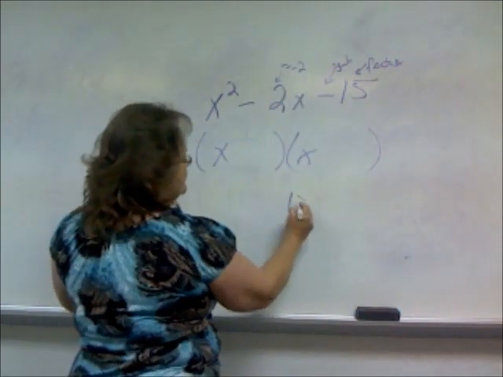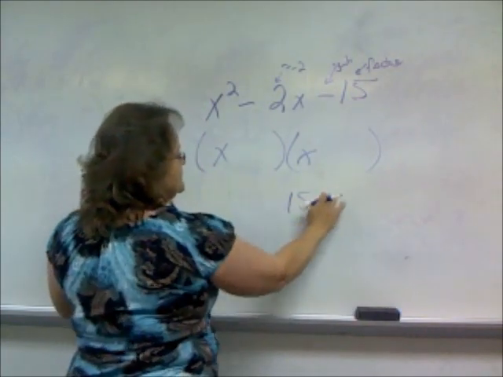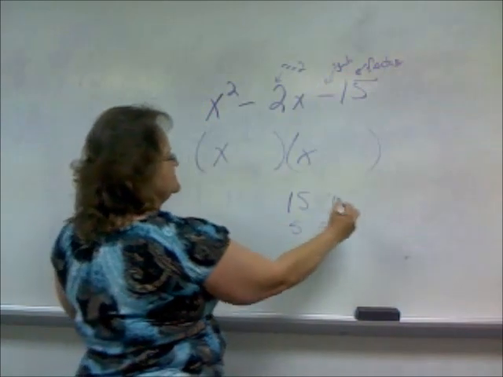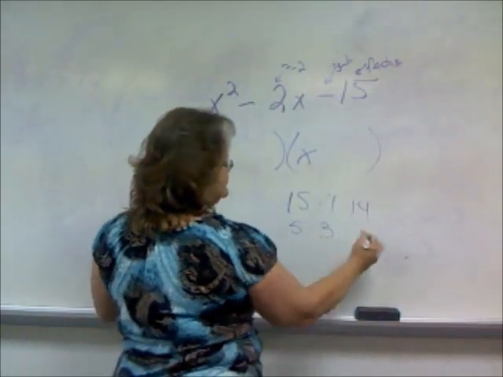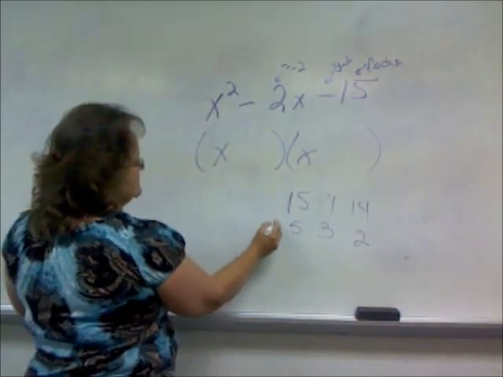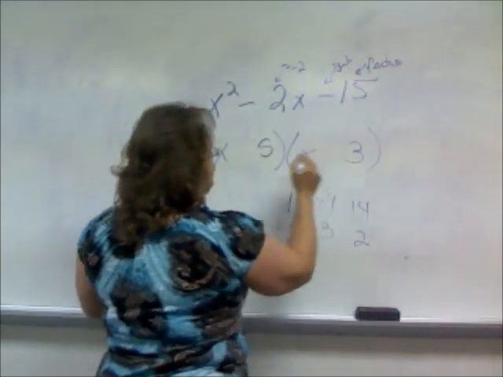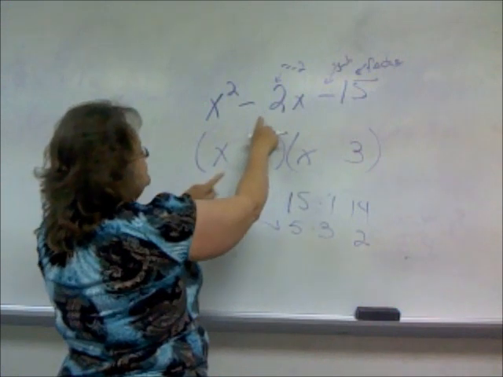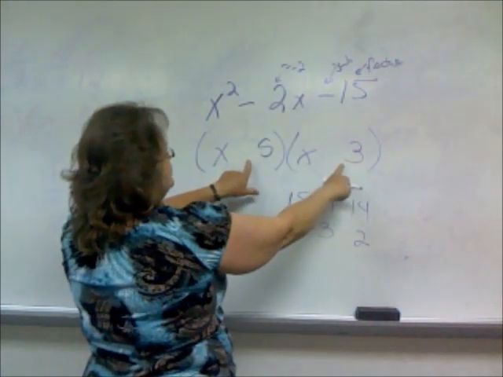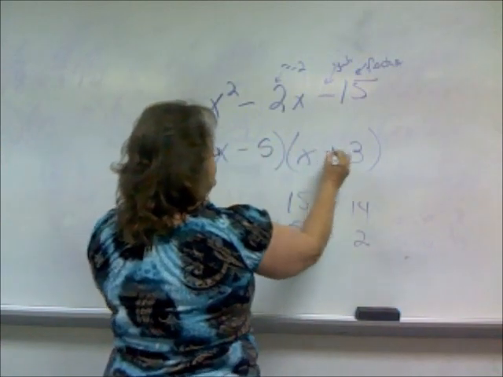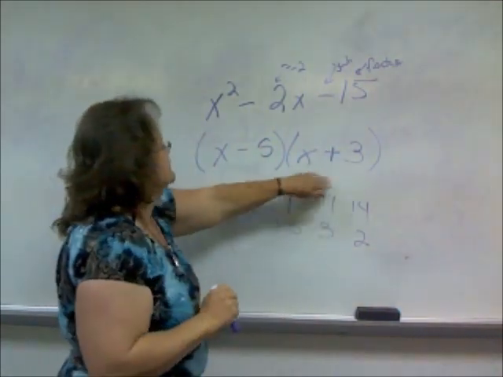Well, 15, I can have factors of 15 and 1, or 5 and 3. When I subtract these two, I will get 14. And when I subtract these, I will get 2. Well, this is possible, so I know I'm going to have 5 and 3. And again, I'm looking for a negative 2. So if I look at these two, and I know that I'm going to subtract them, this one must be negative and that positive. One of each sign.